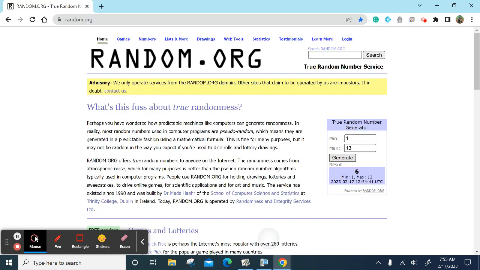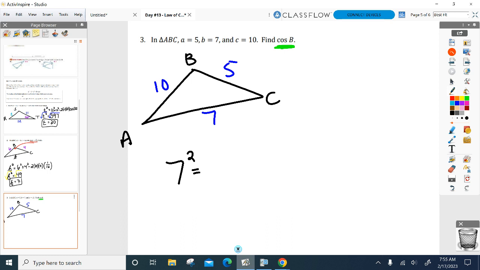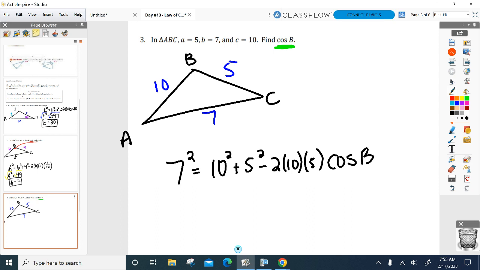Other 2 sides I'm going to plug in now. Anna, other 2 sides? 10 squared and 5 squared. 10 squared plus 5 squared minus 2 times 10 times 5. And then how do I finish that? What's law of cosine say? Cosine of what angle here? B. I put 7 here, so you better put cosine B here. And that's what I'm solving for.